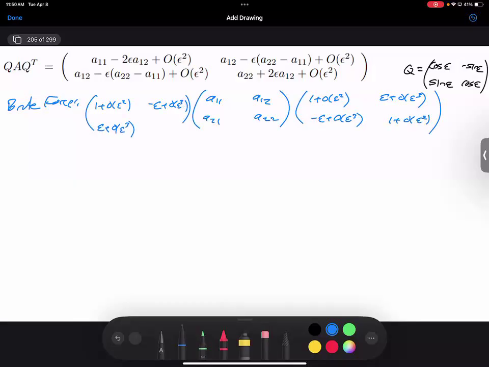Plus, and then the last one is going to be 1 plus big O epsilon squared. And so now we just multiply things out. I'm only keeping things up to order epsilon squared. If I'm only keeping things up to order epsilon squared, do I have to really worry about the epsilon cubed terms? No. So that makes life a little bit easier. So it's very straightforward.